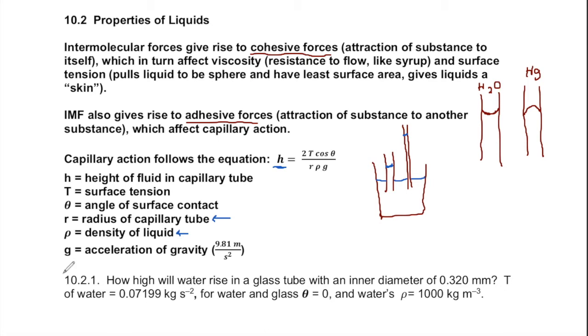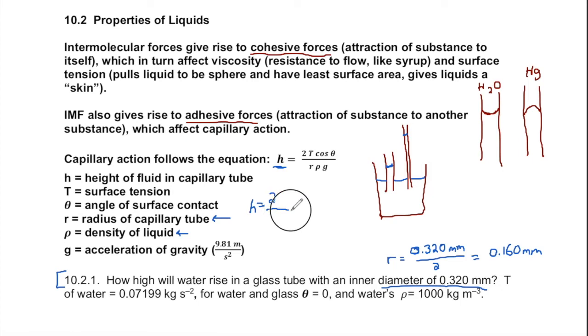So let's see if we can put all these into action and figure out how high water will get drawn up into a glass tube that has an inner diameter of 0.320 millimeters. So this is a very thin tube that we're talking about here. Remember that the radius is half the diameter. The radius would be 0.160 millimeters for this tube.